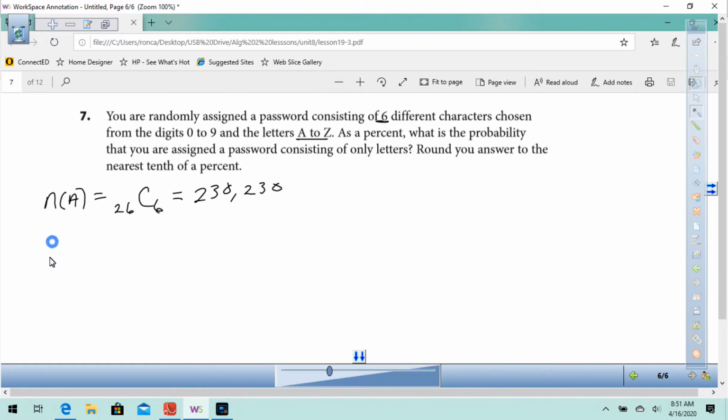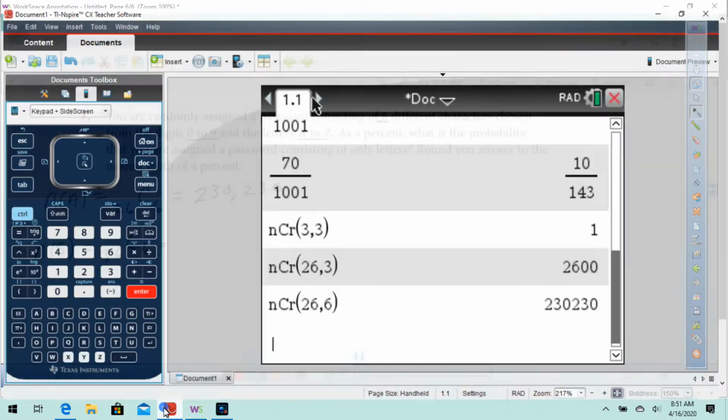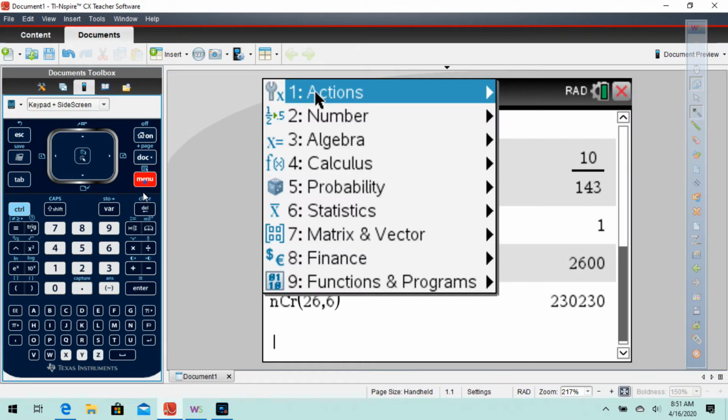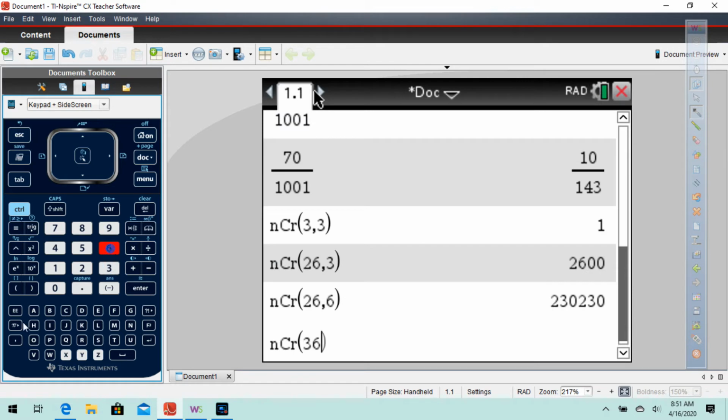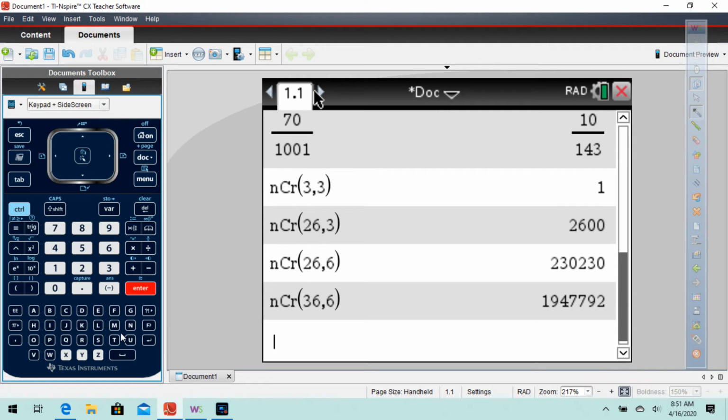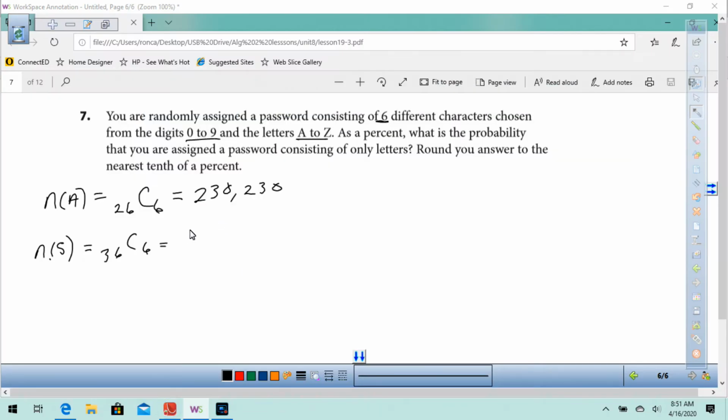All right, what about the sample space? How has that changed? Well, now we got to introduce the letters and the numbers 0 to 9. So that's going to be 36. And we're still only choosing 6. That's 1,947,792. Was it 792? Yes.